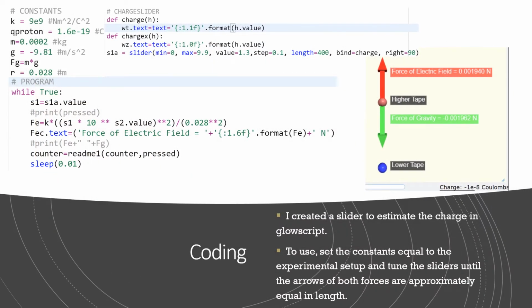For the simulation, all it really is is defining of constants and the slider. So that's all of the input that we have, and then the program will calculate, using the while loop, how much force the electric field is creating depending on what charge it is. You can play around with the slider until the forces approximately cancel out. And then there's obviously the defining of objects and all of that in the code, which I've omitted in this slide.